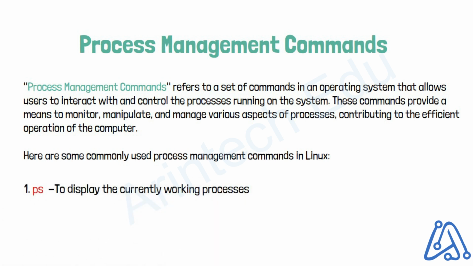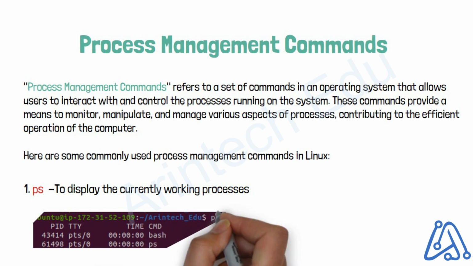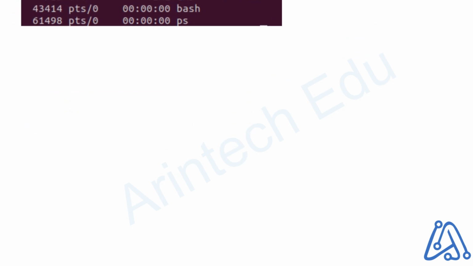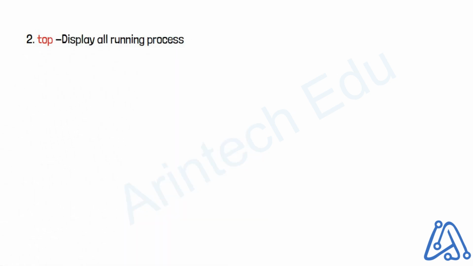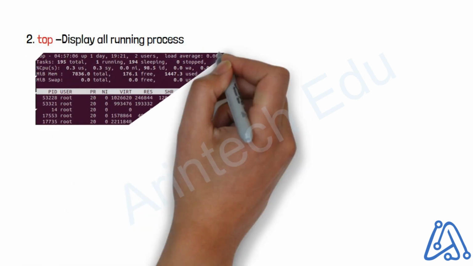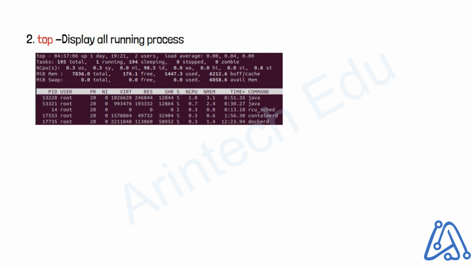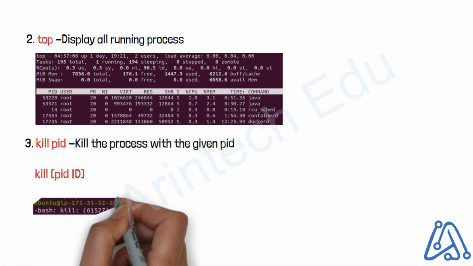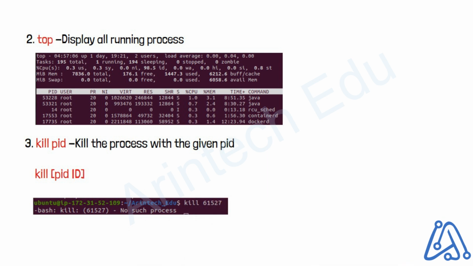1. ps, to display the currently working processes. 2. top, display all running processes. 3. kill PID, kill the process with the given PID.